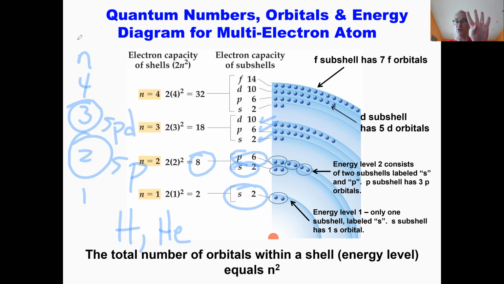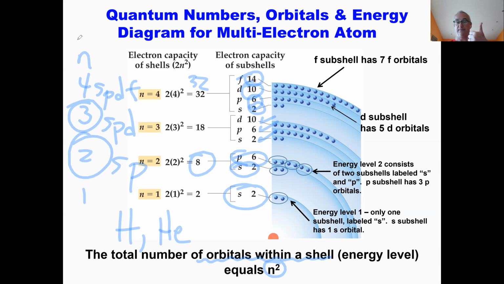And now the fourth shell has room for 4 subshells. We just keep adding subshells. So it has all of them: S, P, D, and F. So again, 2, 6, 10, and F has 7 orbitals with a total capacity for 14 electrons, for a total of 32. Once we've added another 32 electrons, then we move to the 5th and then the 6th. So the total number of orbitals within a shell equals the shell number squared.